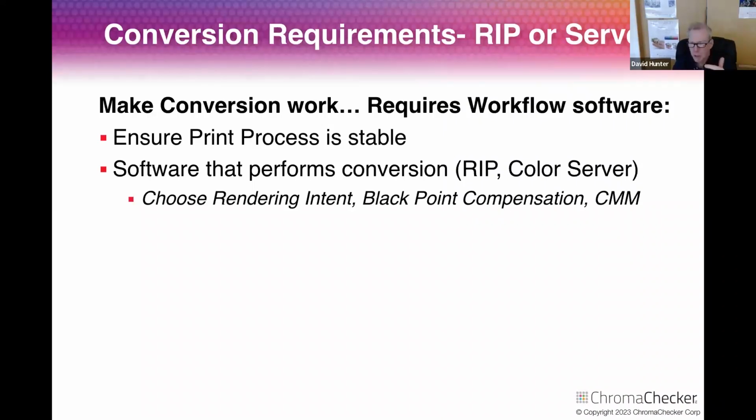Now, most every RIP and every color server has different variables that can be applied, including rendering intents, black point compensation, the color management method. All these are variables that will affect the color that comes out. And people might say, oh yeah, always use absolute colorimetric for this process. Time out there.